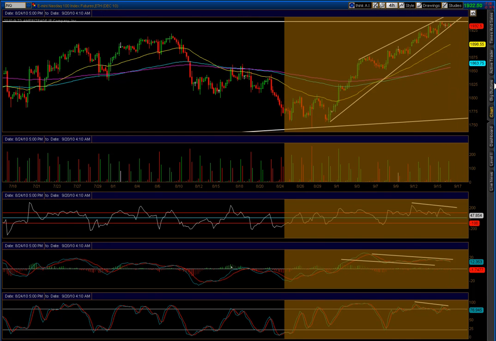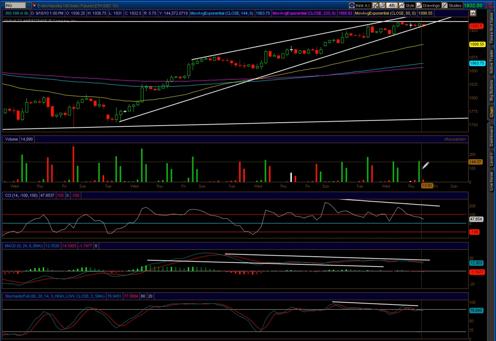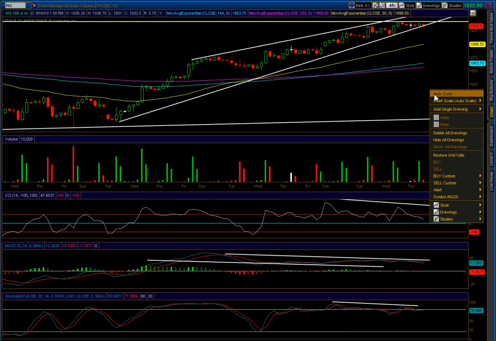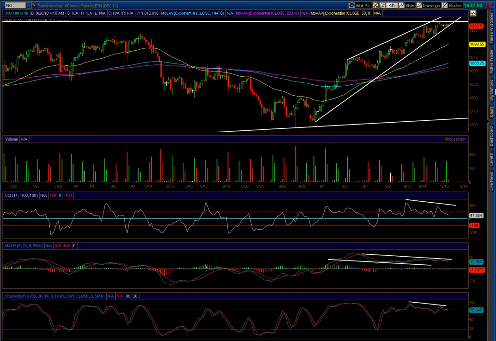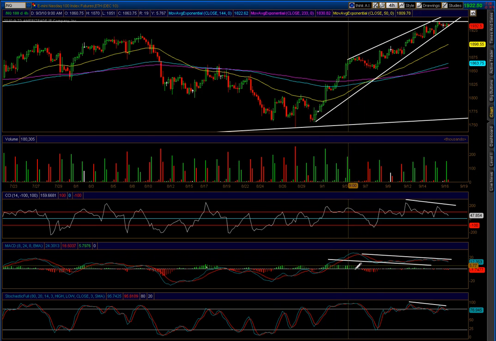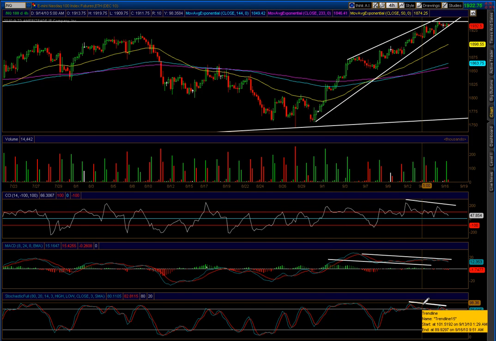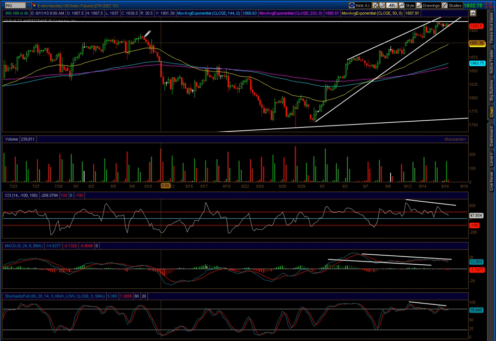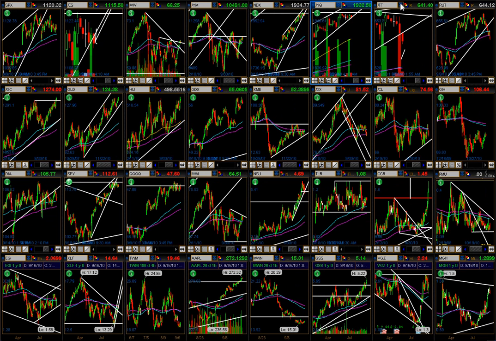Let me go ahead and zoom in a little bit, since you can't really see it very well. Anyhow, you can see a lot of these indicators again, the divergence and negative divergence, not only in the moving averages but the histogram. Same thing for the stochastic and the CCI. And let's go ahead and move on to the Russell 2000.